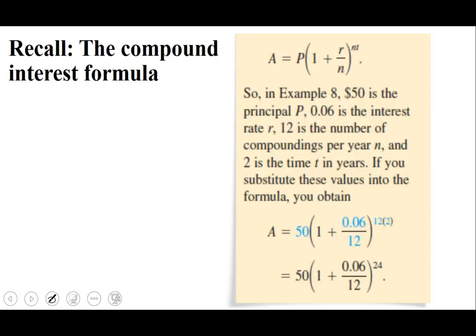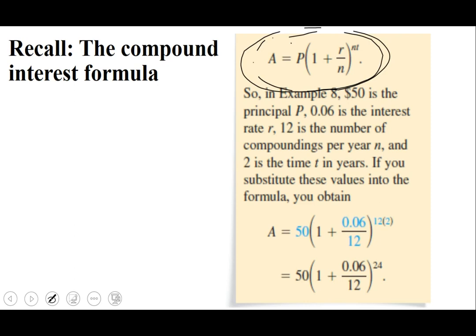Finally, a little bit of a reminder of the compound interest formula. This was back from chapter 3. So the final amount in your account is equal to the principal times 1 plus r over n, all to the nt. Remember, P is the initial investment.